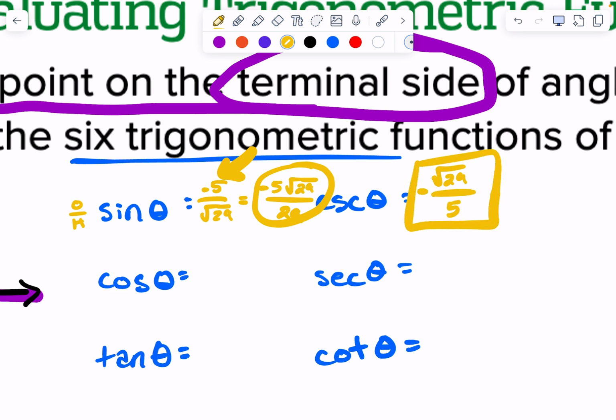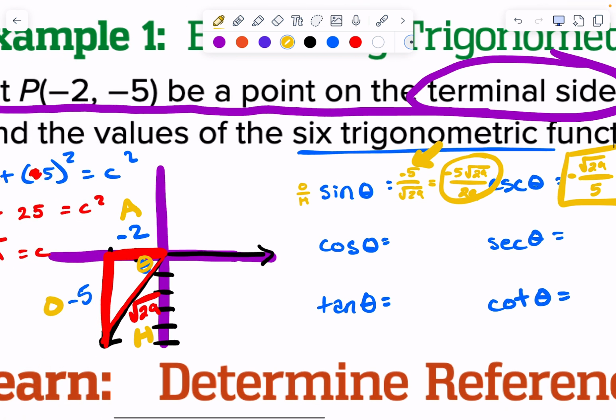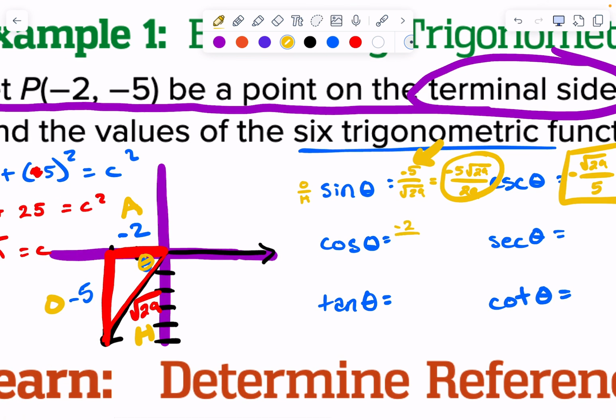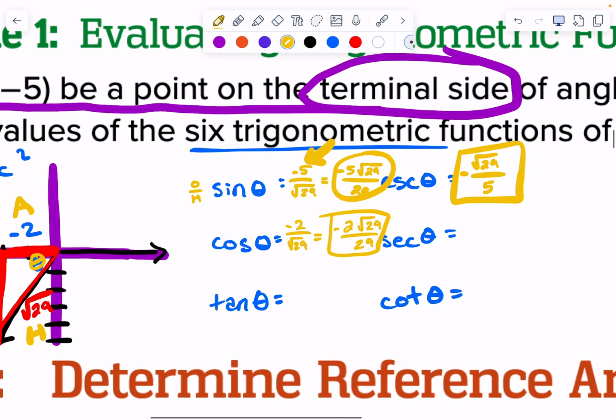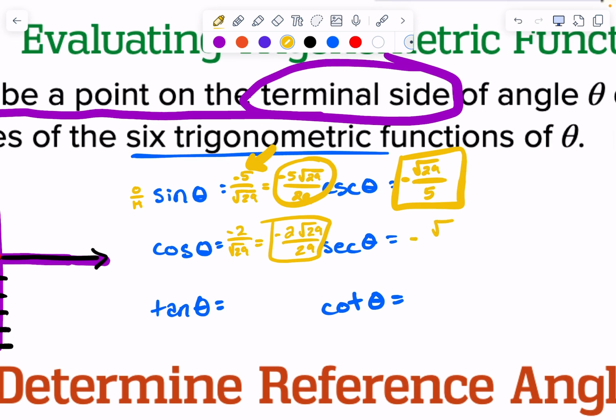Good? Cosine is A over H. So kind of the same thing. We got -2 over the square root of 29, or -2 square root of 29 over 29. If you flip the first one, negative square root of 29. Awesome. There you go.